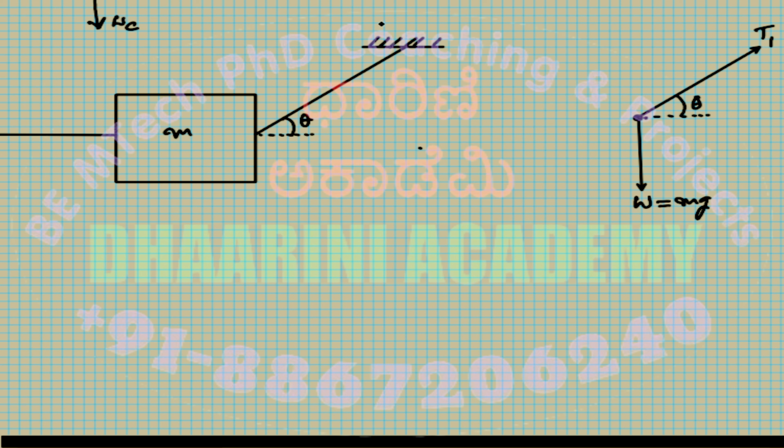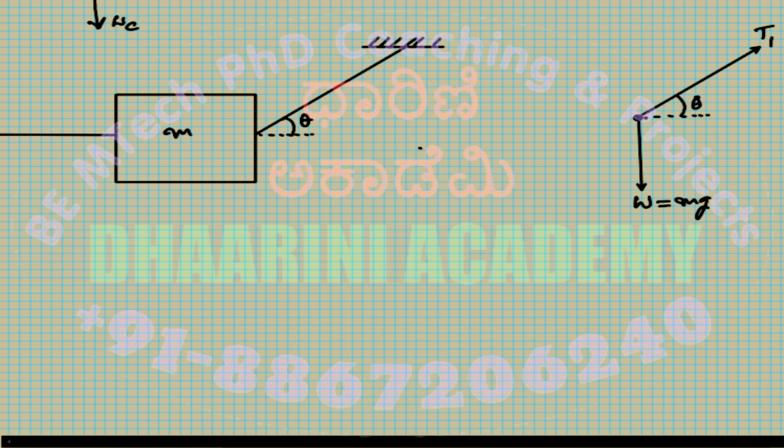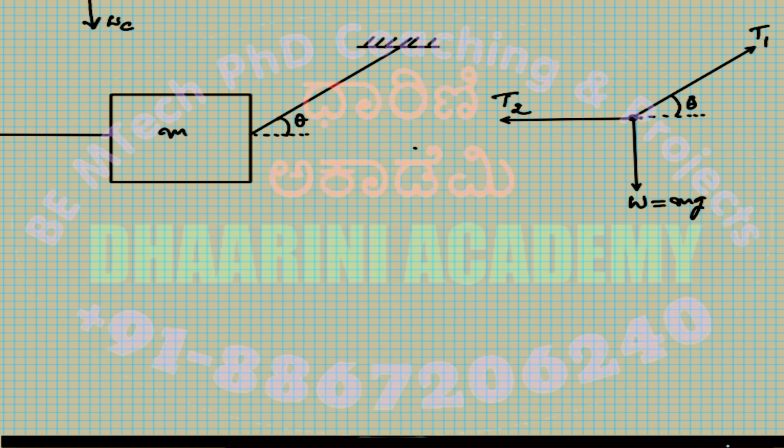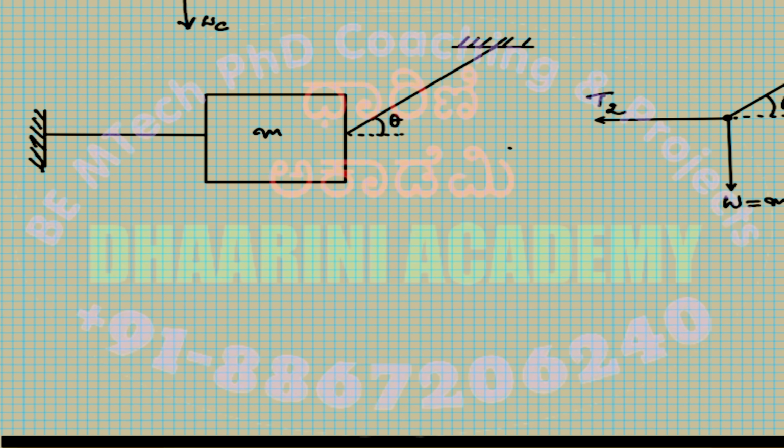The reference point tries to pull this mass towards that particular object. At the same time, horizontally towards the left, this is connected to a reference point. So along that also I have another tension, which I'll call T2. You can see these are the forces of the system: two tensions and one weight that is downwards.